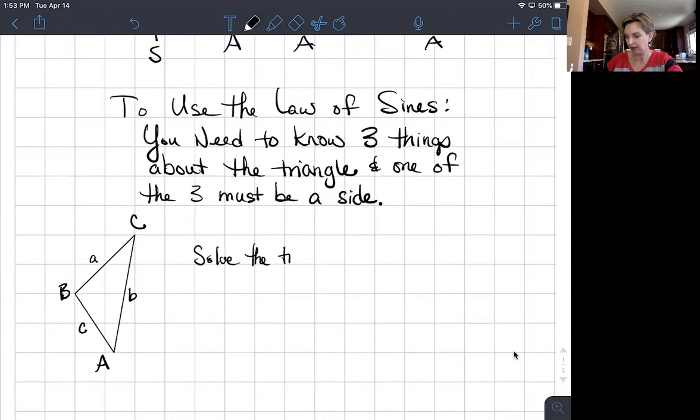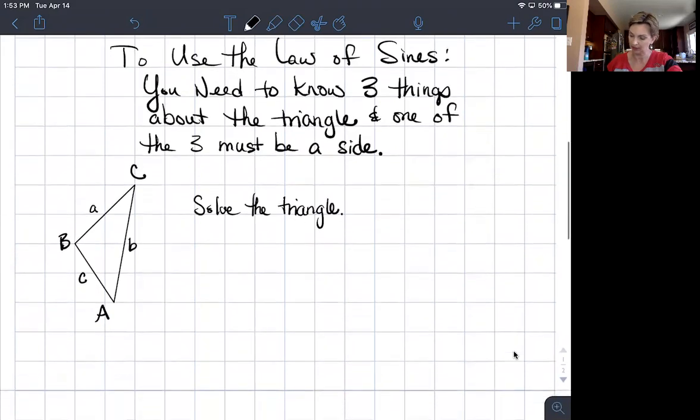Remember, solving a triangle means that we are going to know all the sides and all of the angles when we are done. And let's say what we know is that angle C is 30 degrees, and that angle A is 25 degrees. And let's also say that we know side C is 38.2.